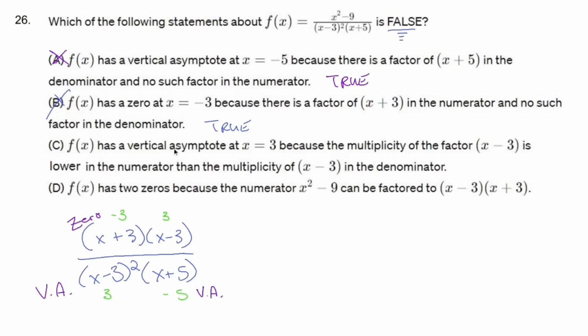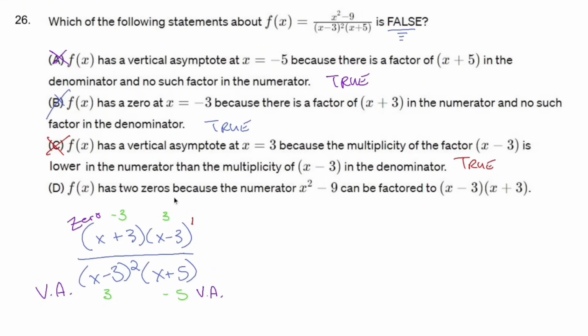F of x has a vertical asymptote at x equals 3 because the multiplicity of the x minus 3 is lower in the numerator than the multiplicity of x minus 3 in the denominator. That is also true. Be careful with the wording, but it does say multiplicity of the factor x minus 3, so you have a multiplicity of 1, is lower in the numerator than the multiplicity of x minus 3 in the denominator. True statement.